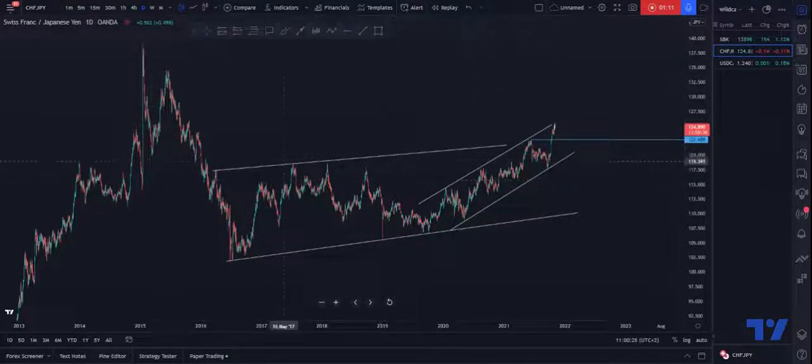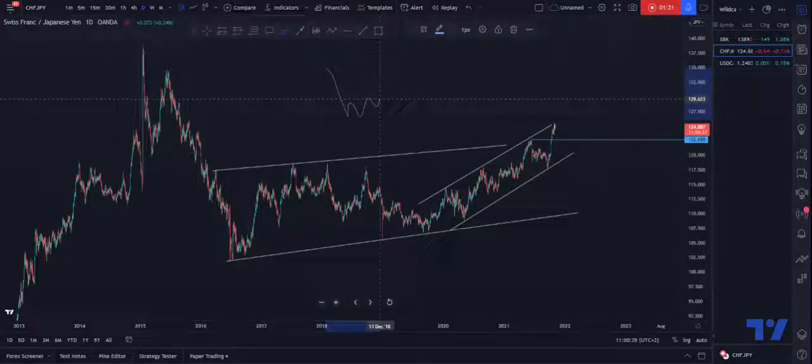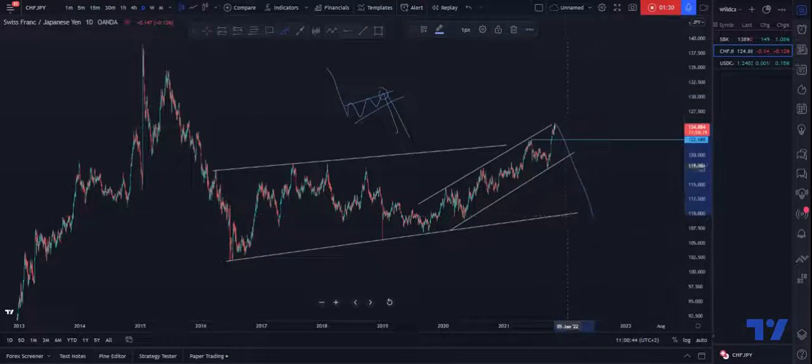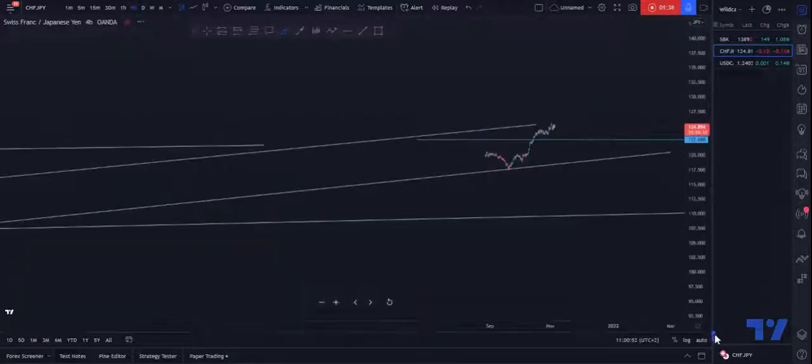Now this pattern is a rising channel, but it's moving slow. Price broke a high, so what we're expecting is price to actually move down from here. We want price to actually go from here to here. That's the long-term view of Swiss yen. So let's go to the 4 hour time frame.